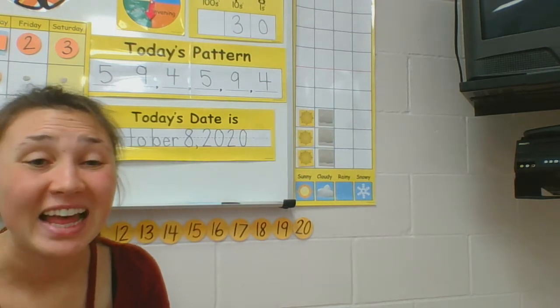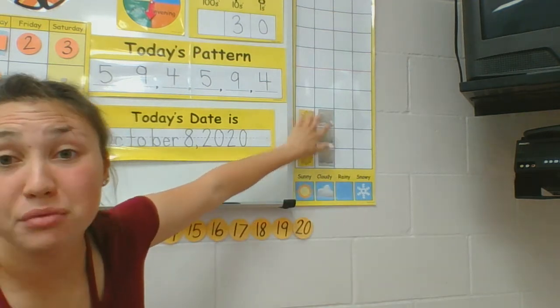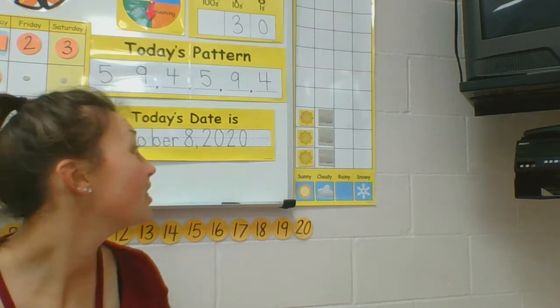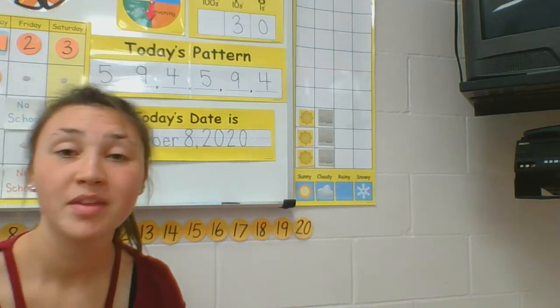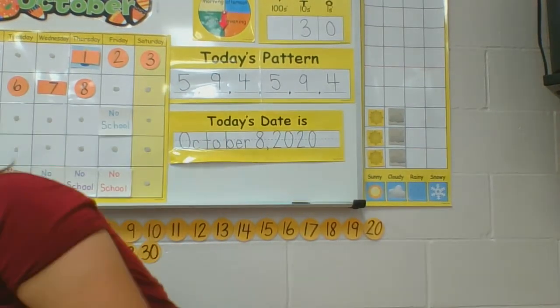And how many cloudy days? 3. They're both tied right now. They have the same amount, right? So we'll see which one takes the lead tomorrow. Or maybe it'll be rainy or snowy, I don't know.